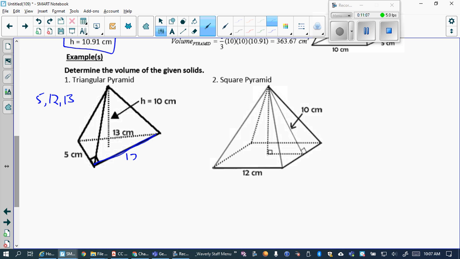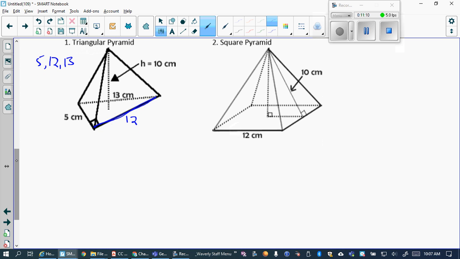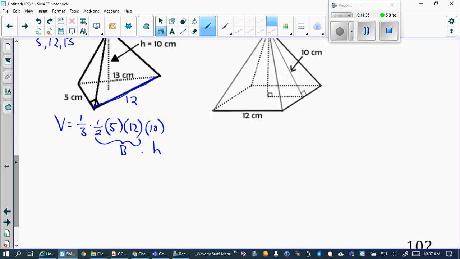It's 12, right? So now we can do volume equals 1/3 times 1/2 times 5 times 12. And what's the height of our pyramid? 10, right? So just to be clear, this is our capital B because it's a triangle, and that's our height. What's 1/3 times 1/2? 1/6. Well, let's see. What's 1/6 of 12?